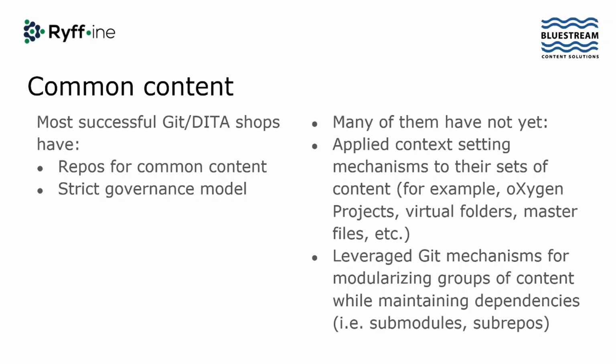One example is Oxygen. If you're an Oxygen shop and you're not using Oxygen projects, they actually give you the context setting mechanisms through things like virtual folders, where you could point to your common content, and then control linking through master files. There's a lot of good things that you can gain from really leaning on something like your Oxygen projects. You also can leverage your Git mechanisms for that.